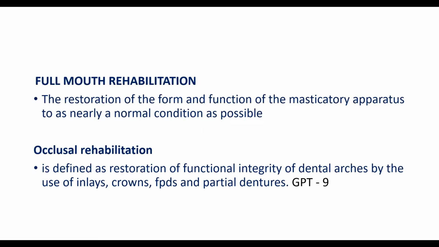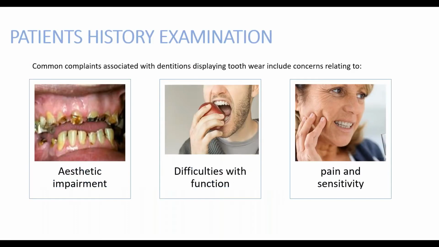Full mouth rehabilitation, by definition, is the restoration of the form and function of the masticatory apparatus to as nearly a normal condition as possible, whereas occlusal rehabilitation is defined as the restoration of functional integrity of dental arches by use of inlays, crowns, FPD, or a partial denture.